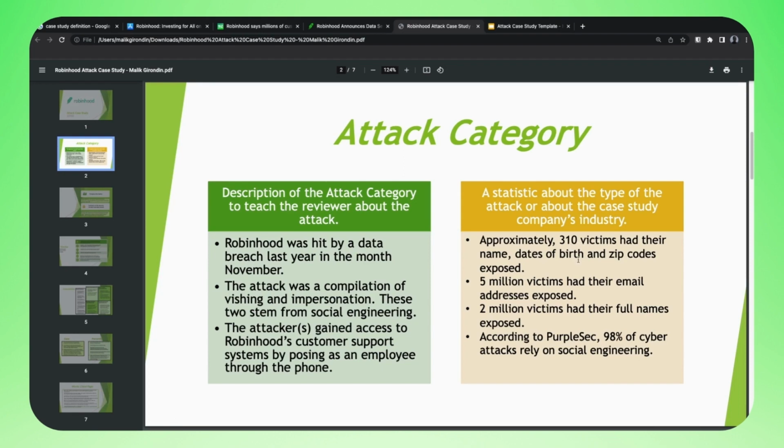310 victims had their name, date of birth, and zip code exposed. 5 million victims had their email addresses exposed, and 2 million victims had their full name exposed. All right, we read that from the blog. So what are we doing?